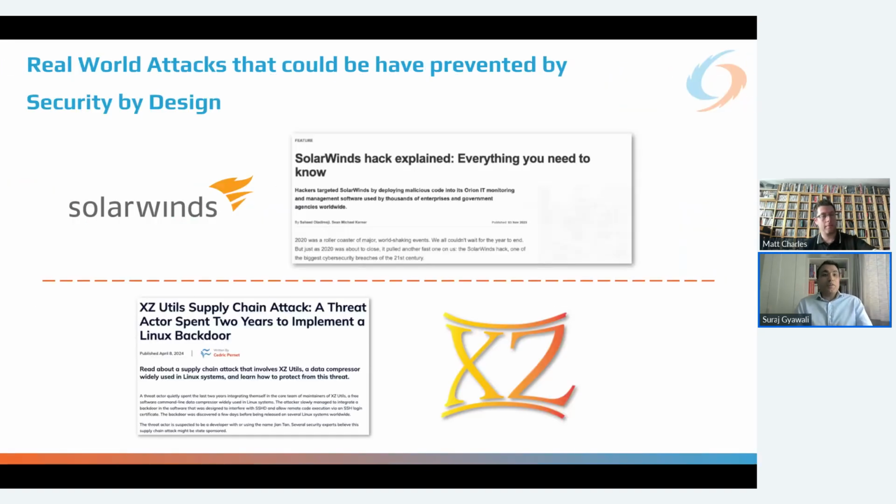I picked two very popular examples. Of course, not the CrowdStrike one. That is not a security attack, but a failure of software engineering practices. I'm sure participants in the call may have heard about these attacks in the past. So I'll pick SolarWinds first.